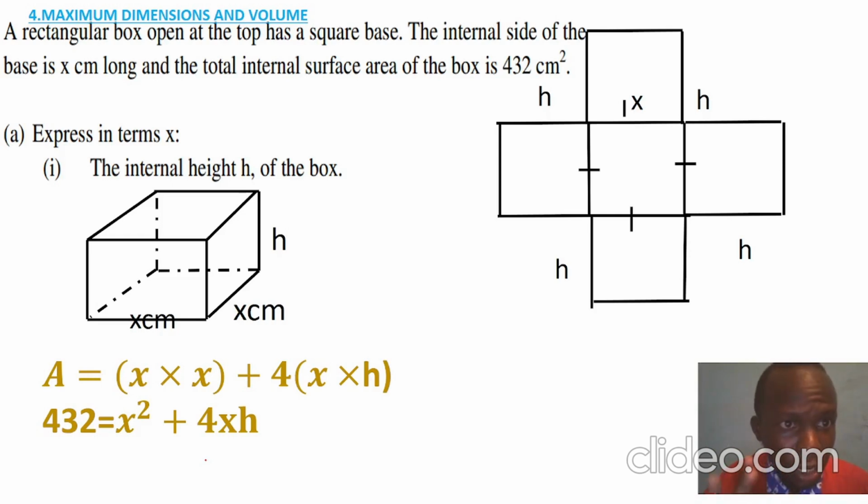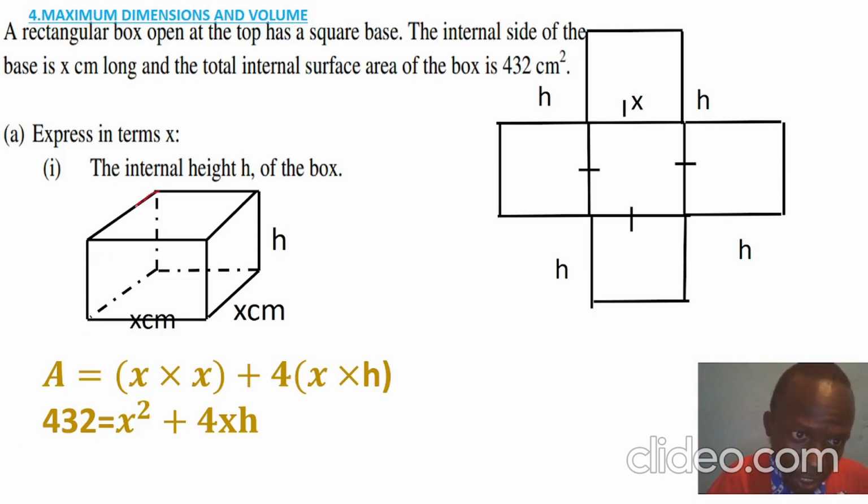A rectangular box open at the top has a square base. The internal side of the base is x centimeter long, and the total internal surface area of the box is 432 square centimeters. Express in terms of x the internal height of the box. Now, here we have the box.